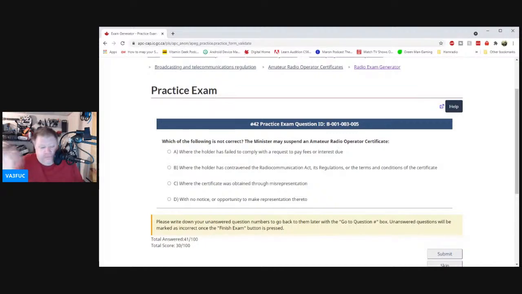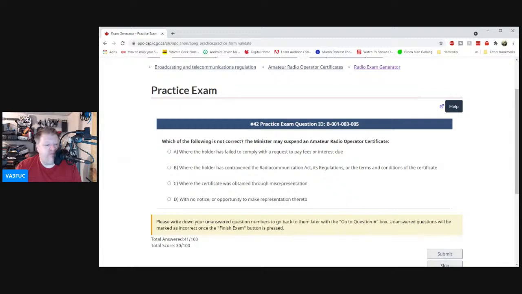So, which of the following is not correct? The ministry may suspend an amateur radio certificate where the holder has failed to comply with a request and pay fees or interest that are due, where the holder has contravened the Radio Communication Act and its regulations or the terms and conditions of the certificate, or where the certificate was obtained through misrepresentation, with no notice or opportunity to make representations therefore. Which of the following is not correct?